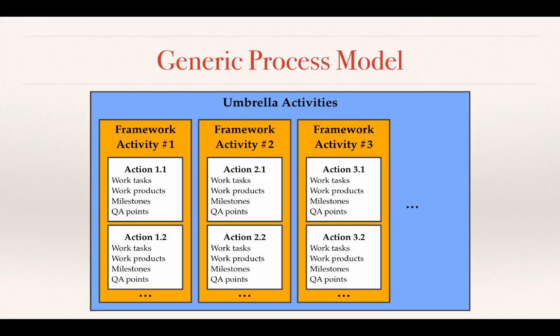In contrast to framework activities, umbrella activities are activities that are performed throughout the entire process. Some examples are project tracking, risk management, quality assurance, and configuration or change management. So we have a sequence of framework activities performed in a specific order, and we also have umbrella activities that are performed throughout the process.